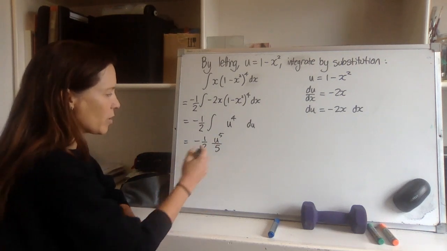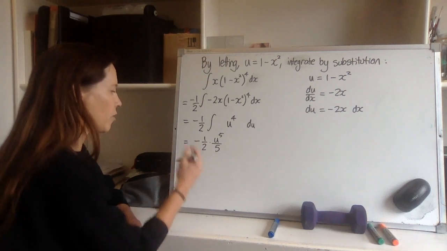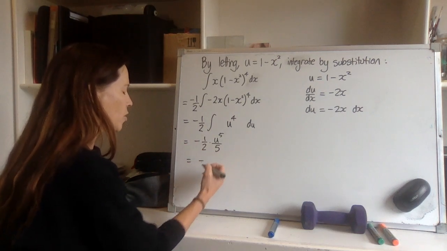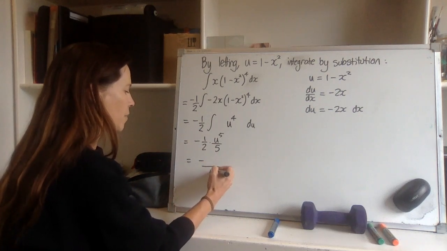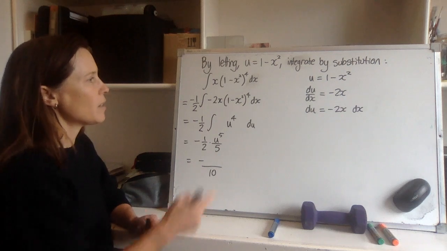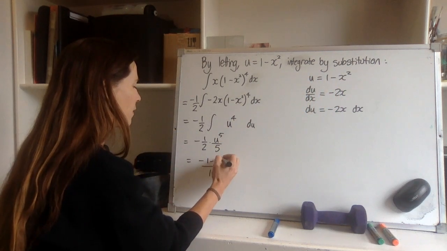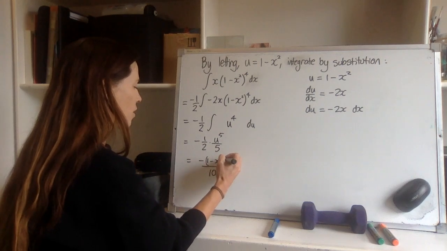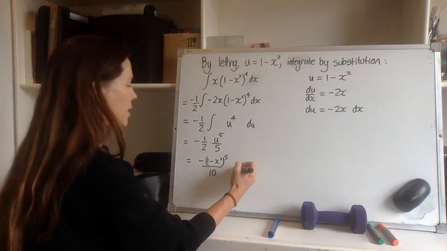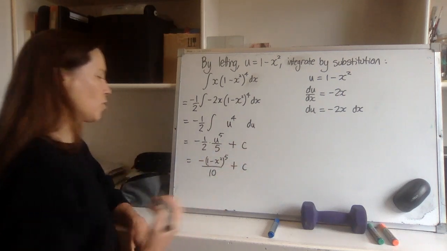Now I could also tidy this up. Obviously these are multiplied, so I've got tenths on the bottom and I've got a negative on the top there. So I've got negative something over 10, but instead of writing u to the power of 5 over 10, I'm going to write down what u is. It's 1 minus x squared in brackets to the power of 5. And now I need to obviously add my constant as well. In fact, I should have done it on that line too.